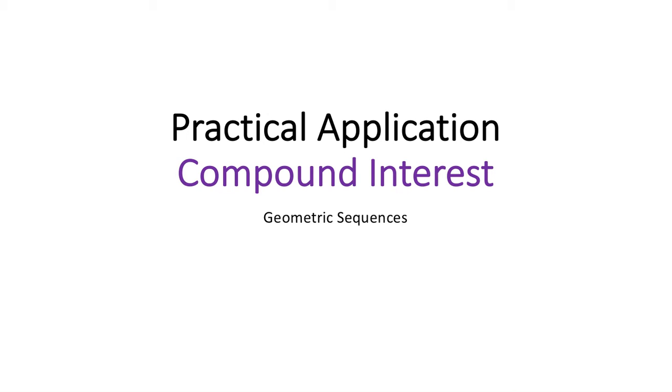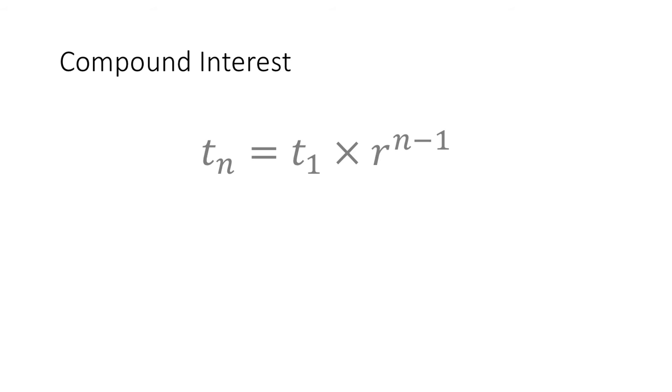This video is going to have a look at how we apply geometric sequences to a compound interest scenario. So when we apply compound interest using geometric sequences, we can start off with the basic formula of Tn equals T1 times R to the power of n minus 1, but we can make a few adjustments.